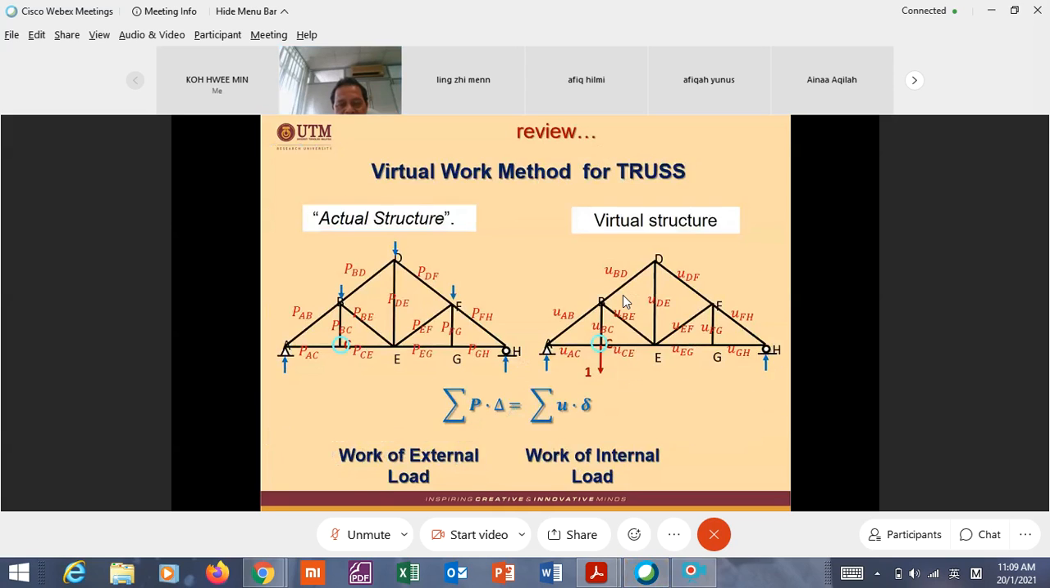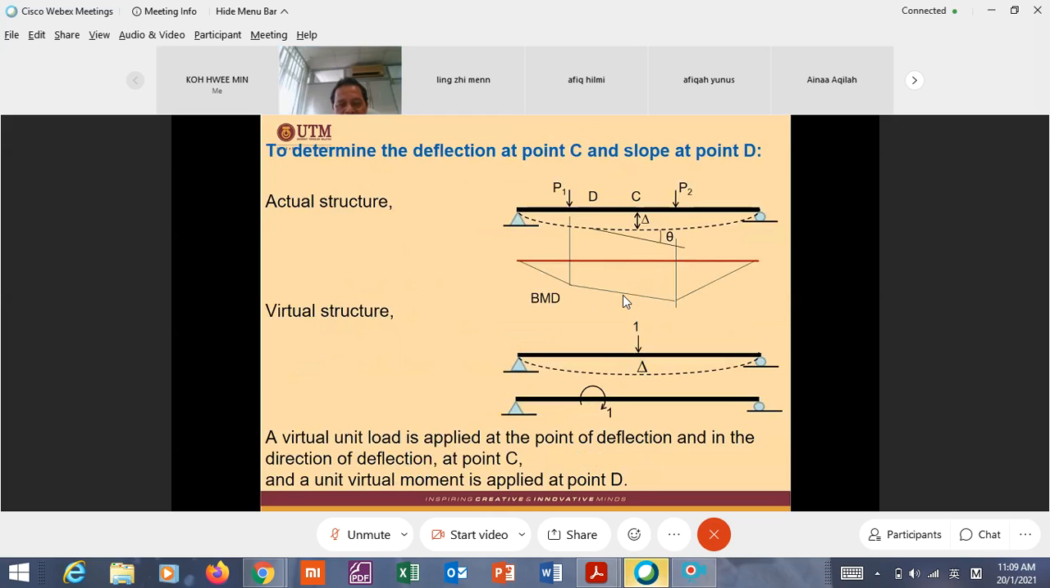Using the same principle, we now use it for a beam, for example to determine the deflection at point C and the slope at point D. This one is deflection, this one is slope. Slope is theta, deflection is delta. Theta is equal to dy/dx, and deflection is y in the double integration method.